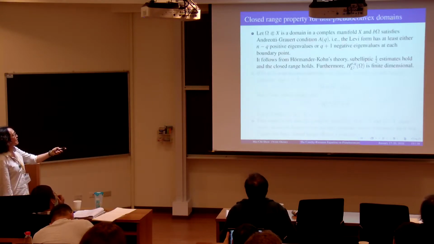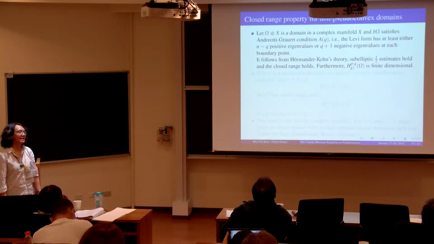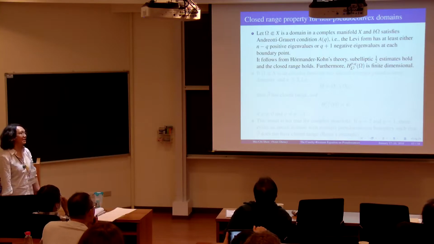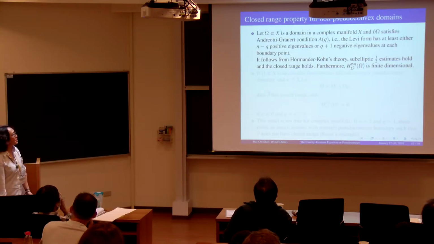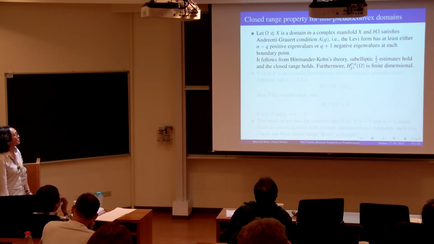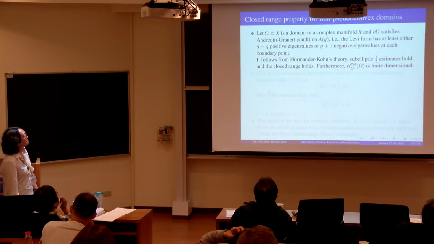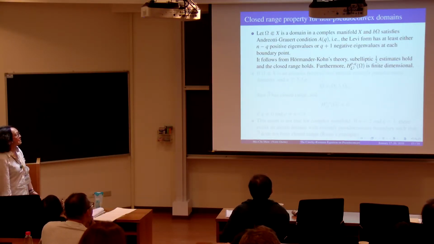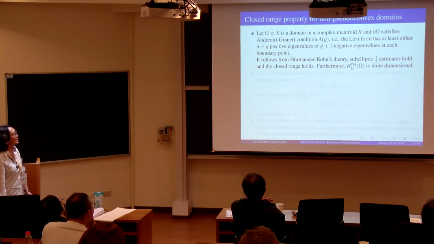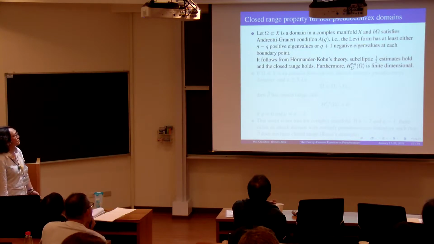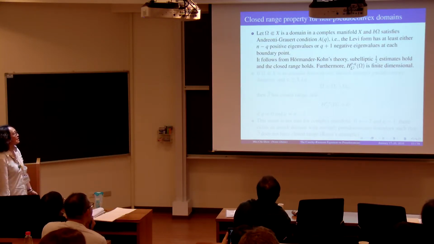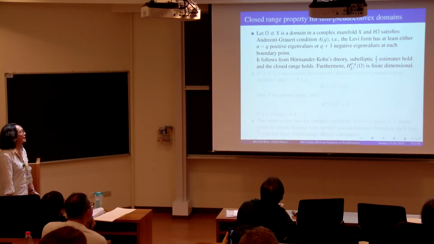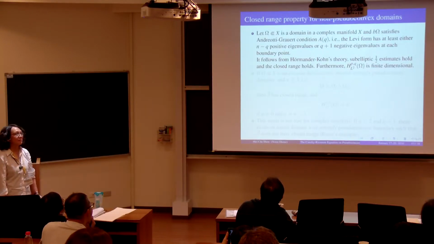So how about domains that are not pseudoconvex? That's the talk I would like to discuss today. Suppose my domain is not pseudoconvex. Well, in this case, there's an old result by Andreotti and Grauert. They show that suppose the Levi form has at least n minus q positive eigenvalues or q plus 1 negative eigenvalues at each point, then the Dolbeault cohomology is finite dimensional.